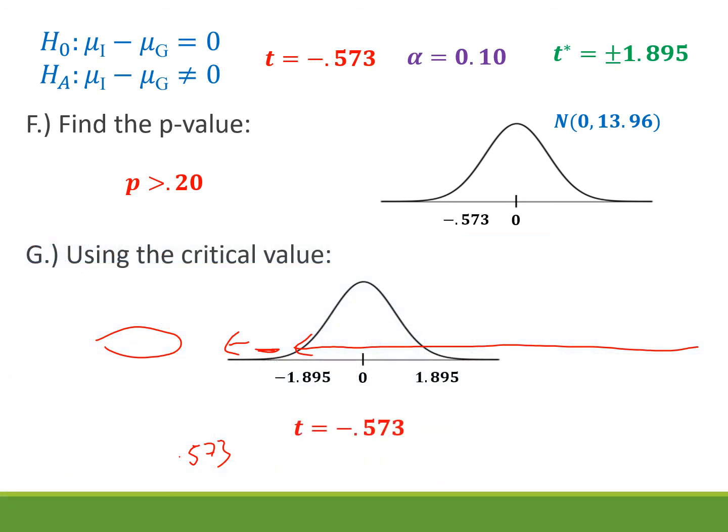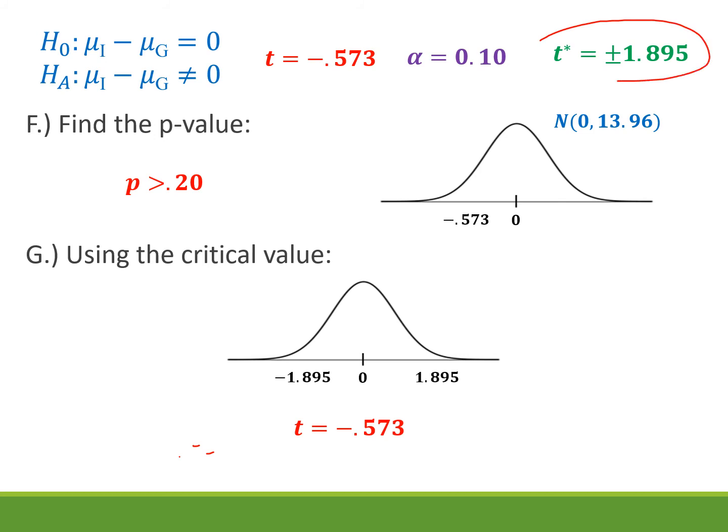So now we have a p-value, we have a critical value, we have a test statistic. Let's actually come up with our conclusion. We're going to do it both ways. First, we'll do it using the critical value. So up top here, we have the critical value that we found on the previous slide. We got 1.895. It's positive and negative because our alternative hypothesis is not equal to. So if we end up with a test statistic that's more extreme than this critical value, we would reject the null hypothesis. And for this problem, we got -0.573, which would be about here, not in the shaded region.